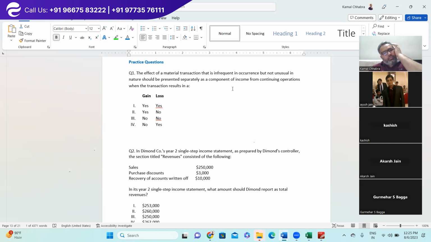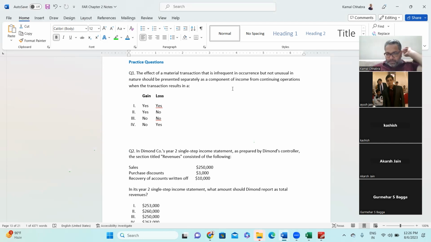So basically the question is saying, any material transaction which is not from a regular business, how should it be shown, whether it should be a balance sheet item or a P&L item? Balance sheet has gains and losses, P&L has profit, income and expenses. Okay, so your interpretation is wrong.